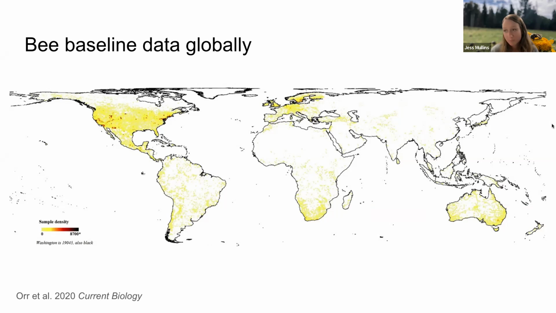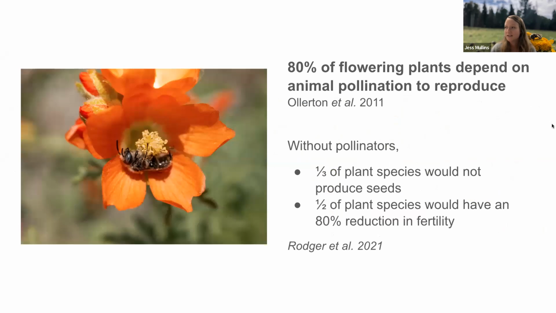So are bees in decline? Yes, probably, but again, we need more data. And to drive why bees are such a wonderful group to study for biodiversity is 80% of flowering plants depend on animal pollination to reproduce. So it's the interaction between the plant and the insect that is so important.